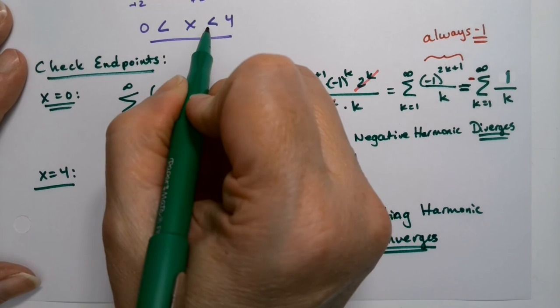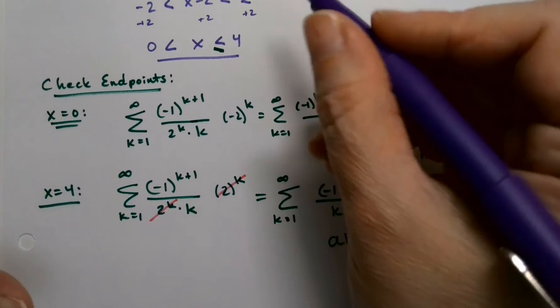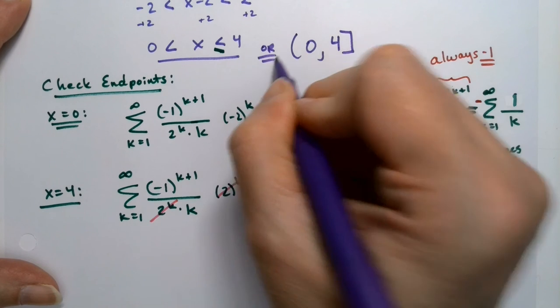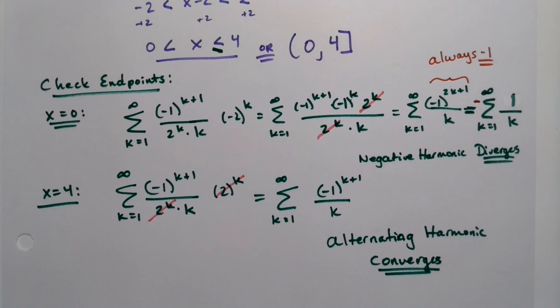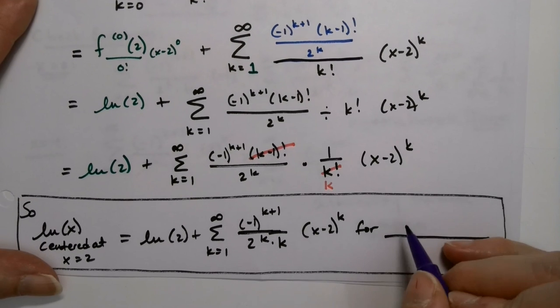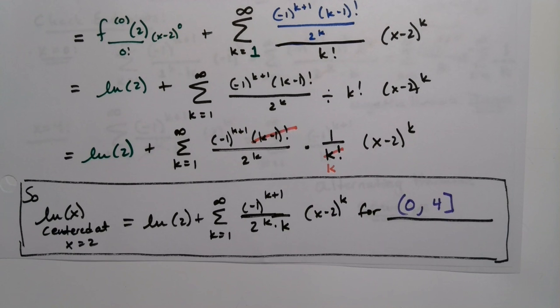Therefore, our interval actually has an or equal to on the 4. The interval is (0, 4]. And so we should go back a page and state that and put that in right here as our interval of convergence.